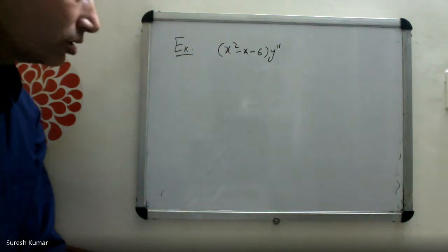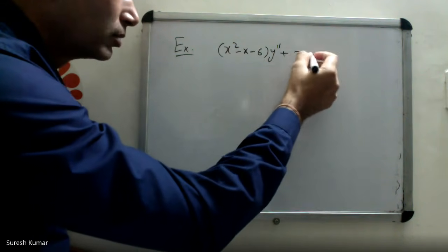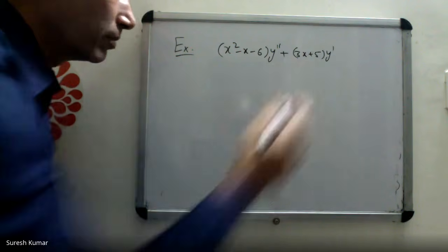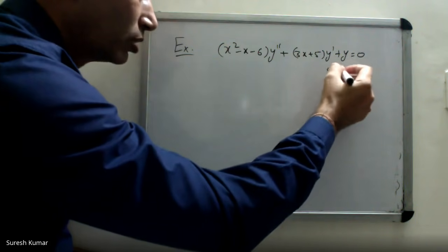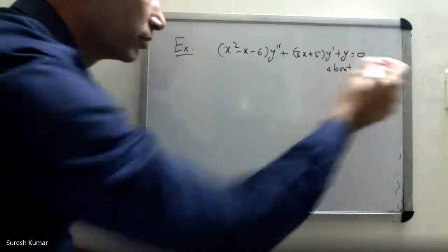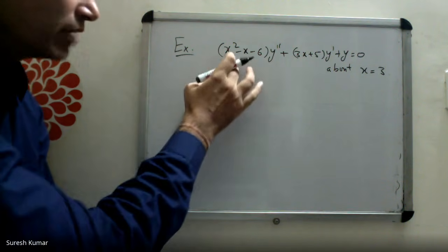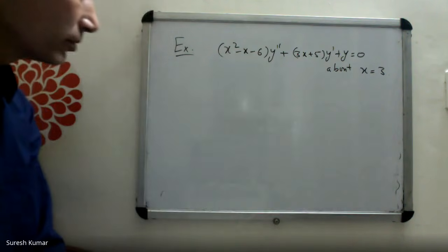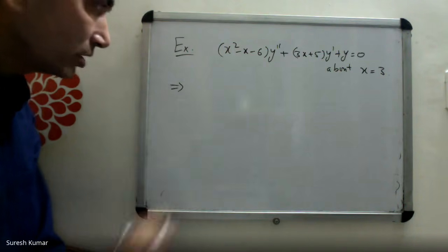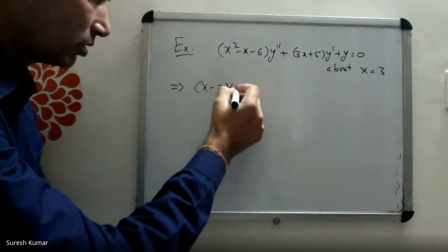Solve the differential equation (x square minus x minus 6) y double prime plus (3x plus 5) y prime plus y equal to 0 about x equal to 3. So first see whether you can break this into two linear factors where one factor should be x minus 3. Can you do that? That should be easy. What are the factors of this expression? x minus 3 and x plus 2.